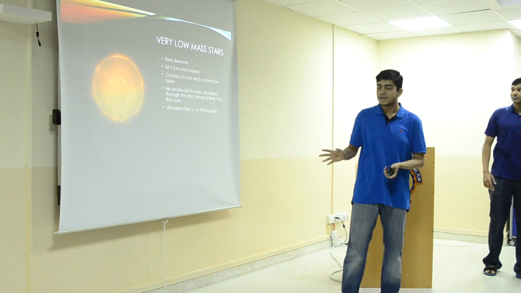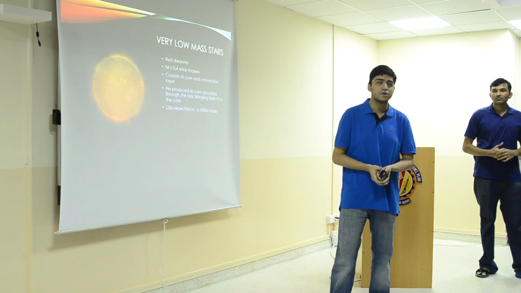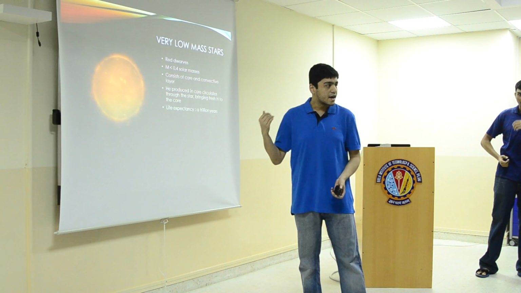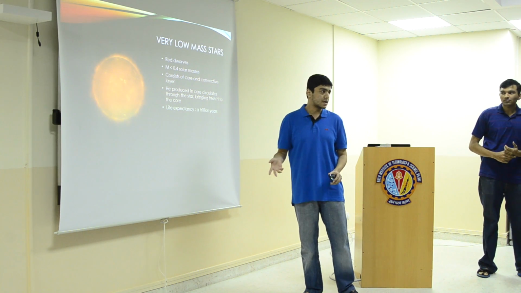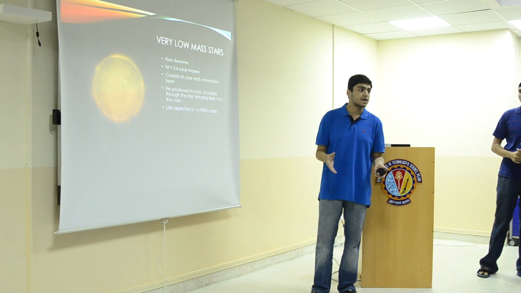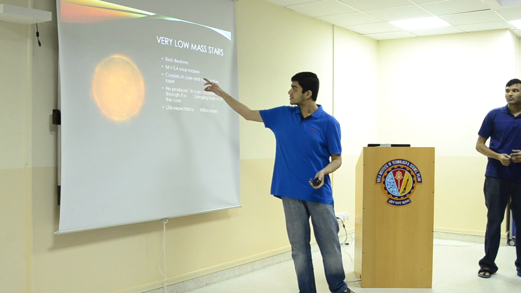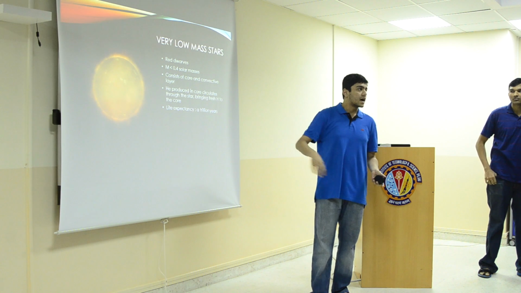Anyway, so now first we're going to talk about very low mass stars. They don't get as much love as the other stars for some reason. When you look online, you don't find much information. But anyway, these are very low mass stars. They are also called red dwarfs. They are the only ones that are called red dwarfs. Their mass is less than 0.4 solar masses.